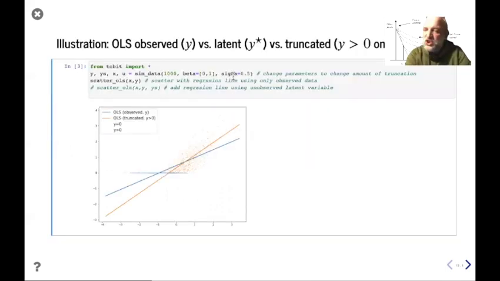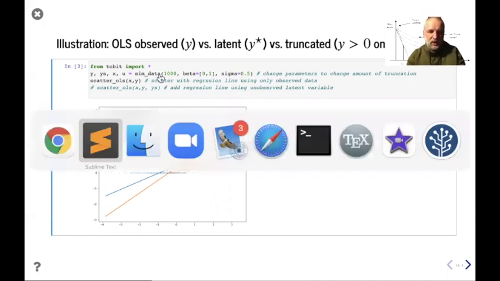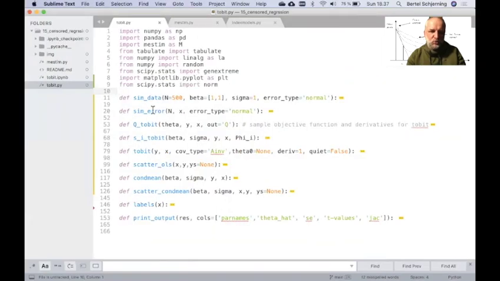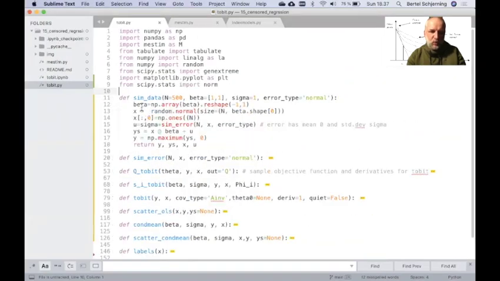Essentially, we created some data from this model, and you can go in and look at it yourself. That is in sim data. I'm not going to dwell too much on it, but it's right here. What you see is a linear model saying this y star is x beta plus u.